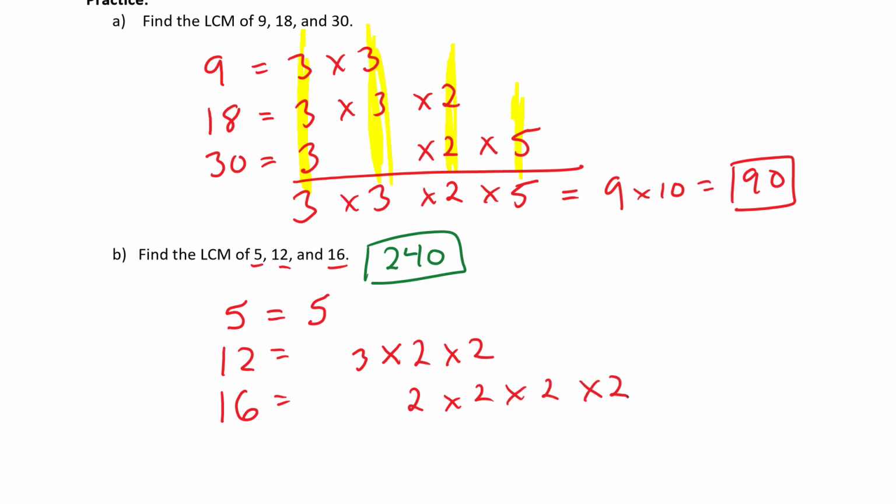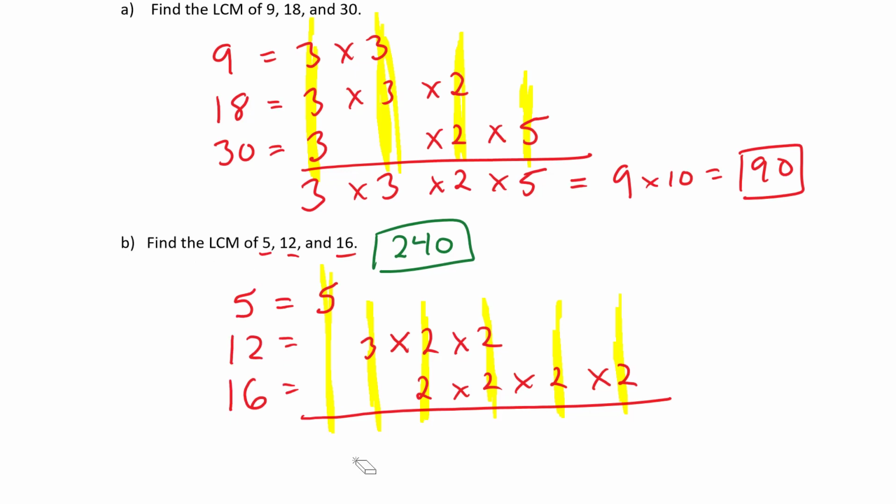Now notice, I've lined up numbers that are similar, but numbers that are different, I put them in their own columns. So 5 gets its own column. 3 gets its own column. These 2 share a column. These 2 share a column. These 2's get their own column. We bring the numbers down now. 5, 3, 2, 2, 2, 2, and we multiply them all together.